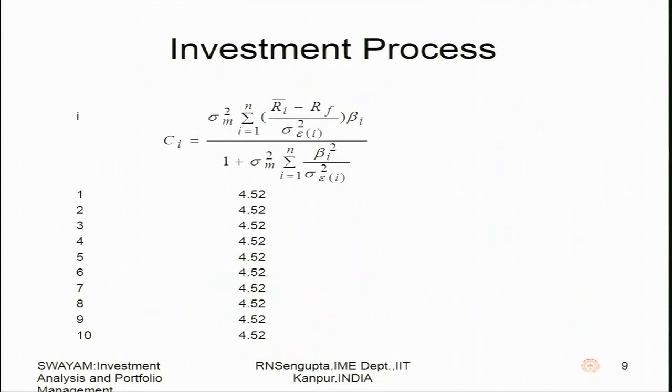Now, I formulate the problem of C I, same formulation, but with a difference. I will formulate and let you know. C I is equal to sigma square m times the summation from 1 to n of (R I minus R f) divided by sigma square into beta, and in the denominator we have 1 plus sigma square m times the summation from I equal to 1 to n of beta square by sigma square. The main difference is here.